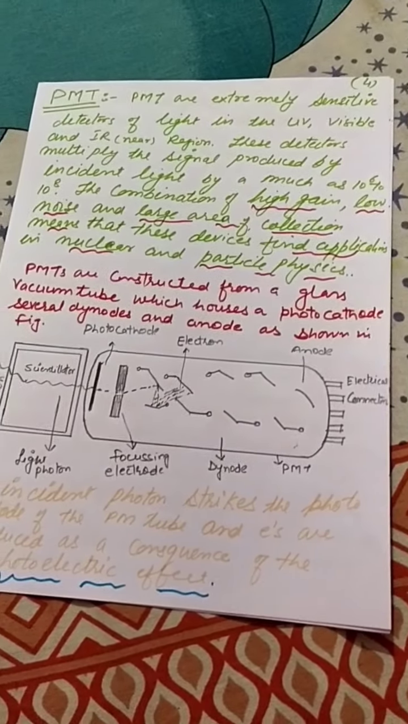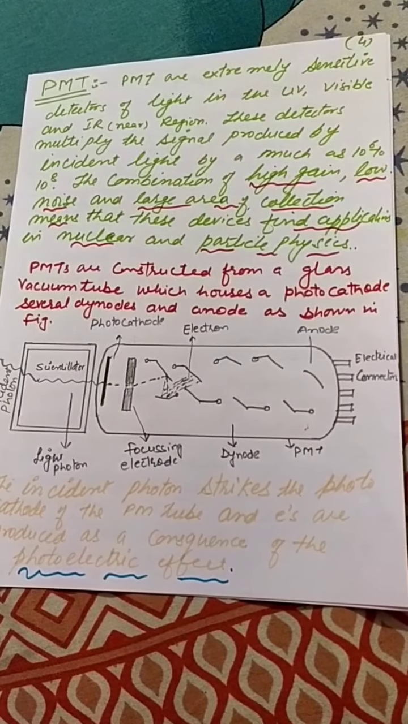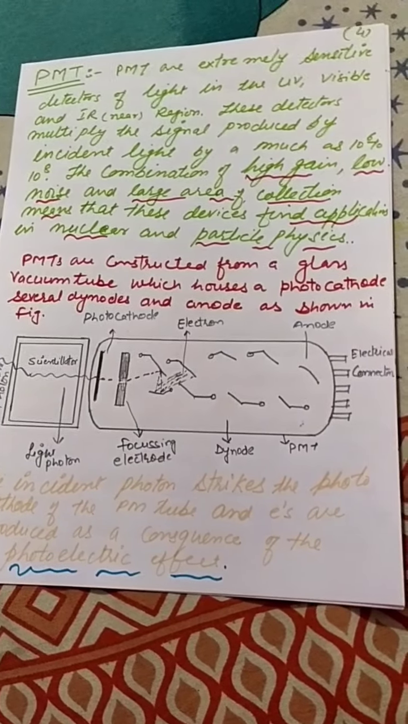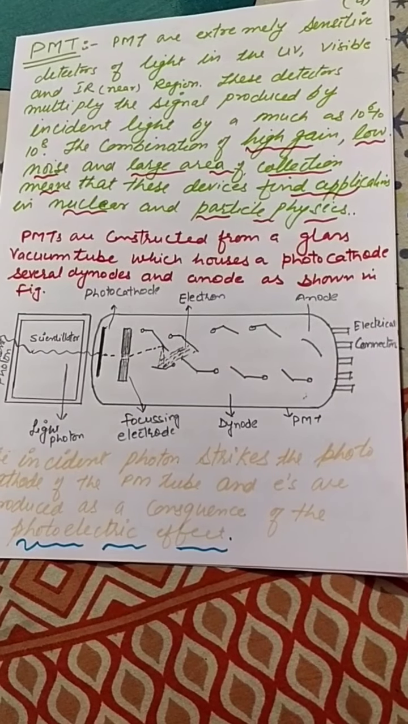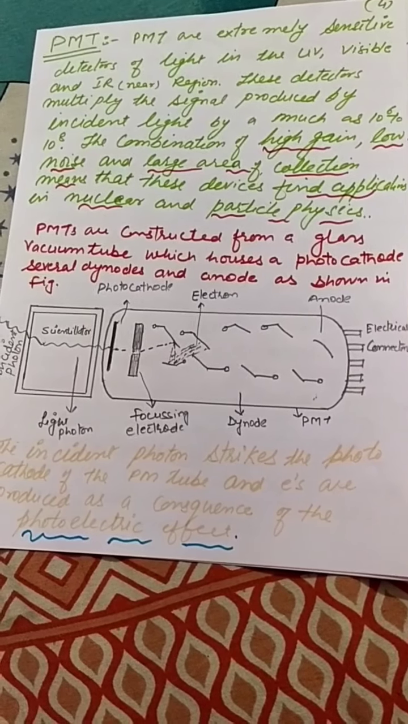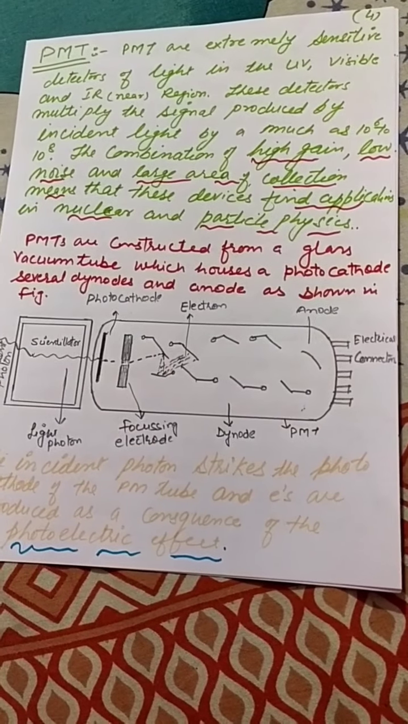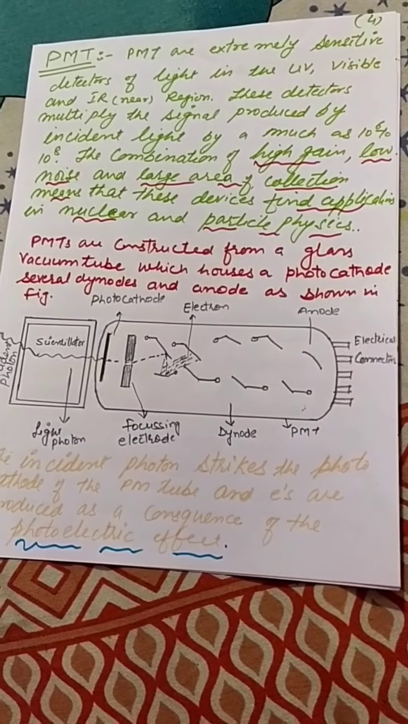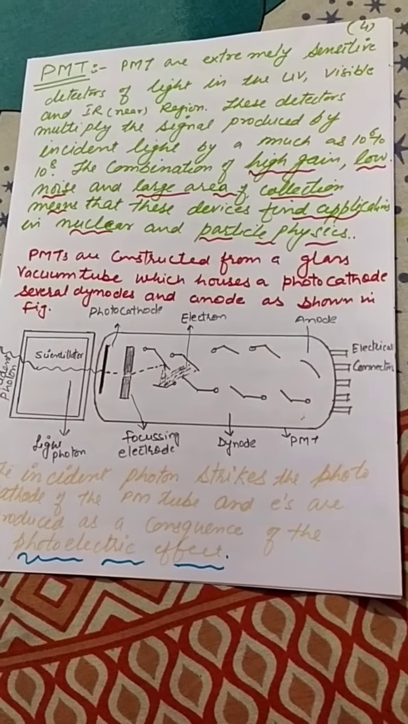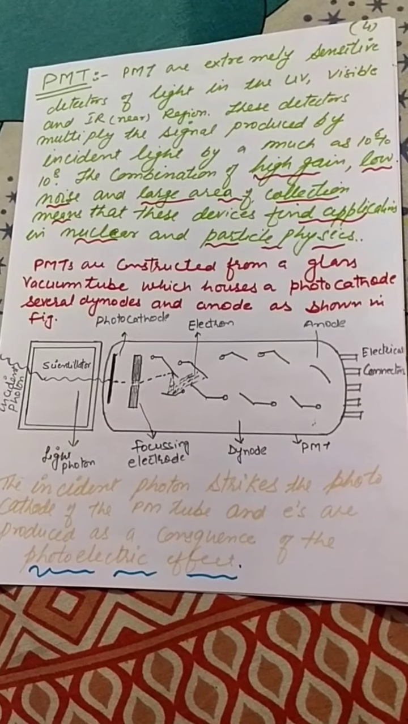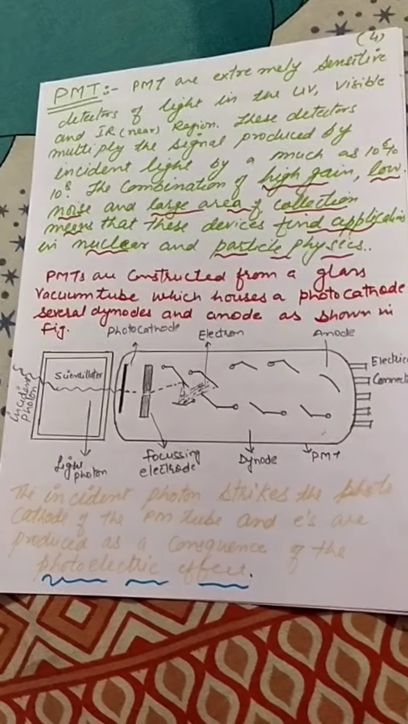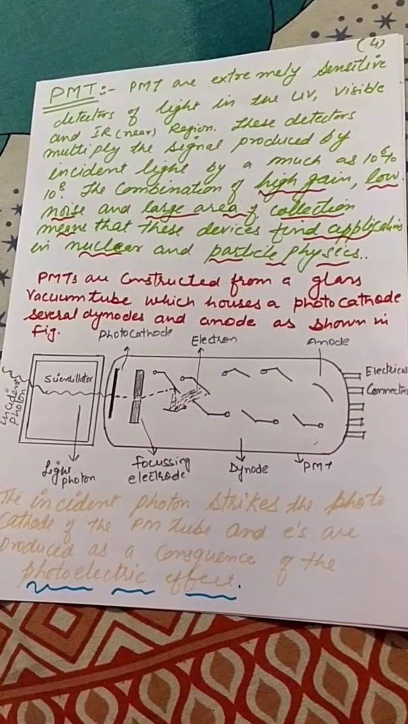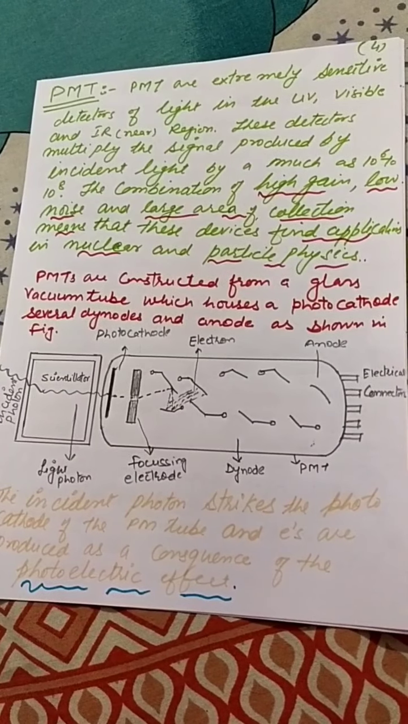Photomultiplier tubes, PMT is the full form. Photomultiplier tubes are extremely sensitive detectors of light in the ultraviolet, visible or near infrared regions, IR regions. These detectors multiply the signal produced by the incident light by as much as 10^6 to 10^8. The combination of high gain, low noise and large area of collection means that these devices find application in nuclear as well as particle physics.